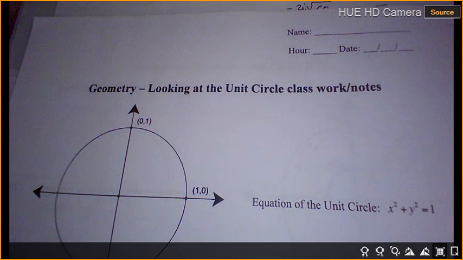Alright, you guys, we are looking at unit circle notes. So the equation of a circle is x squared plus y squared equals 1, in this case because it's a unit circle with radius 1.